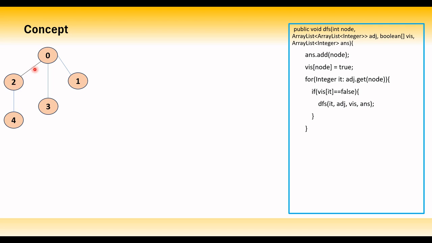So since 2 is not visited, we will visit 2. Then after 2, since 4 is not visited, we'll go to 4, and after 4, since there are no adjacent nodes, it will backtrack to 0 and then visit rest of the nodes. Let's take a look step by step how it works.